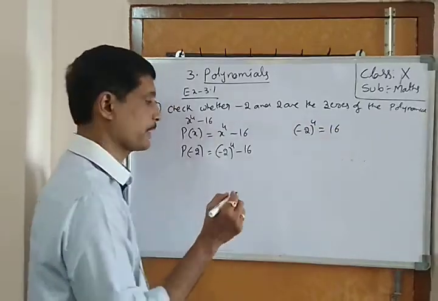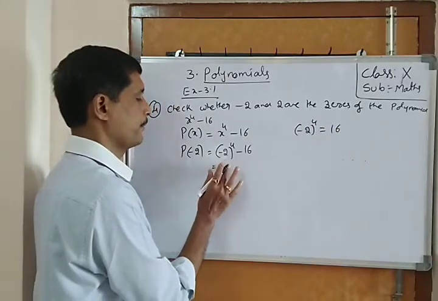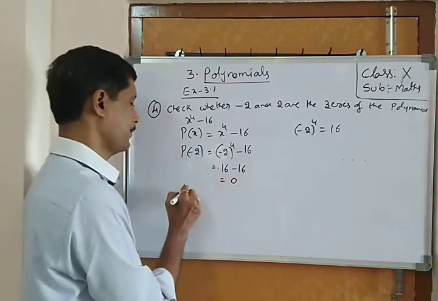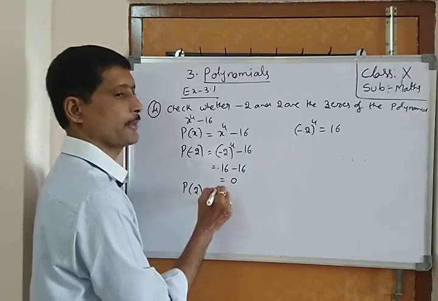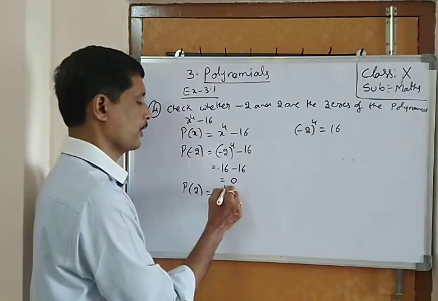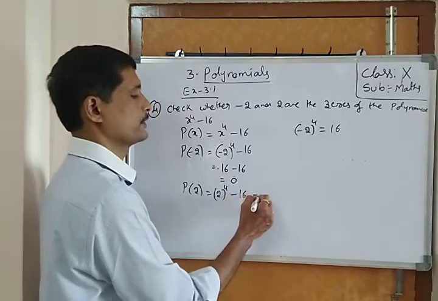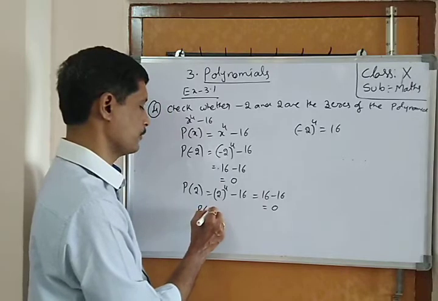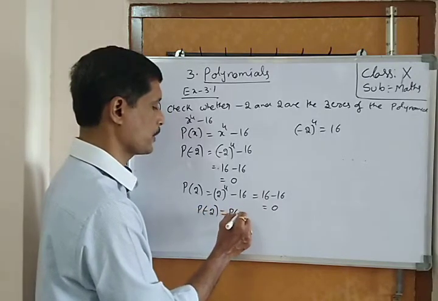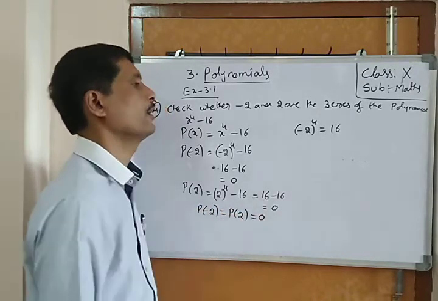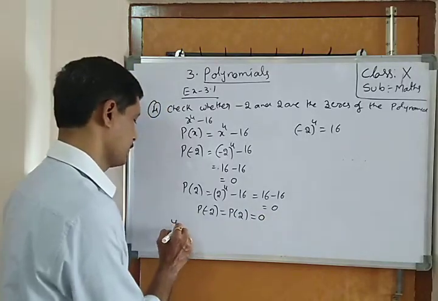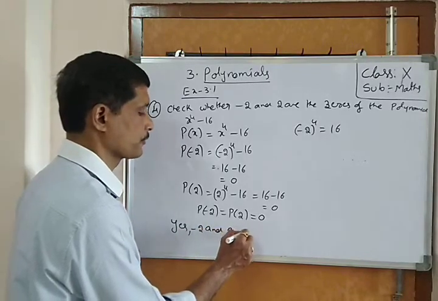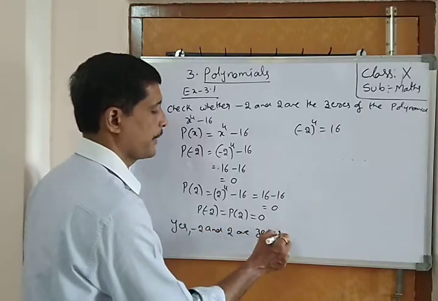-2 into -2 and minus, that equals minus plus 16 minus 16, that equals 0. Next, p of 2, x is replaced by 2. Therefore 2 whole power 4 minus 16, that equals 16 minus 16, that is also 0. P of -2 equals p of 2 equals 0. Therefore yes, -2 and 2 are zeros of the polynomial.